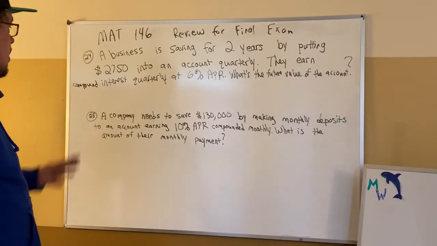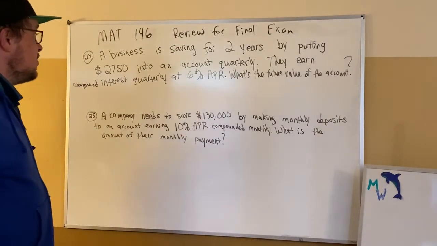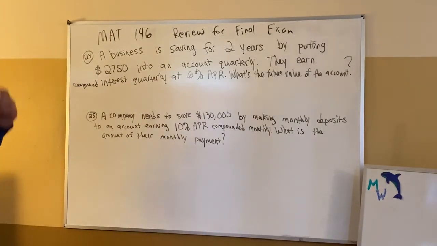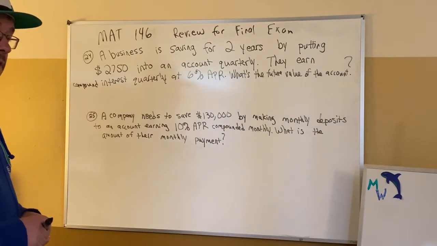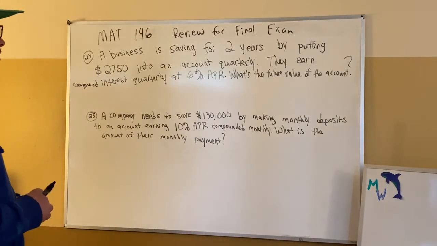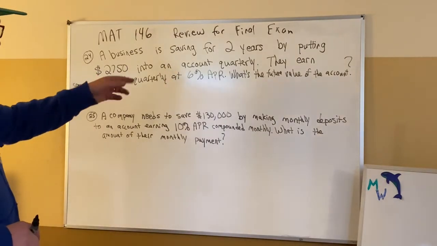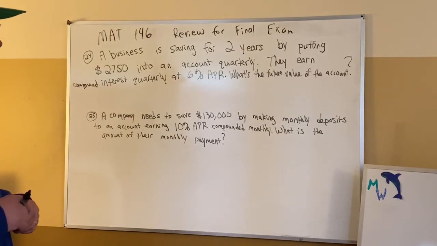So we have in question 24, a business saving money for 2 years. They're putting money into an account, $2,750 into the account quarterly. So 4 times a year they're going to put that in. That's just a little over $10,000 per year, so a little over $20,000 of their own money. They earn compound interest quarterly at 6%. What's the future value of the account?